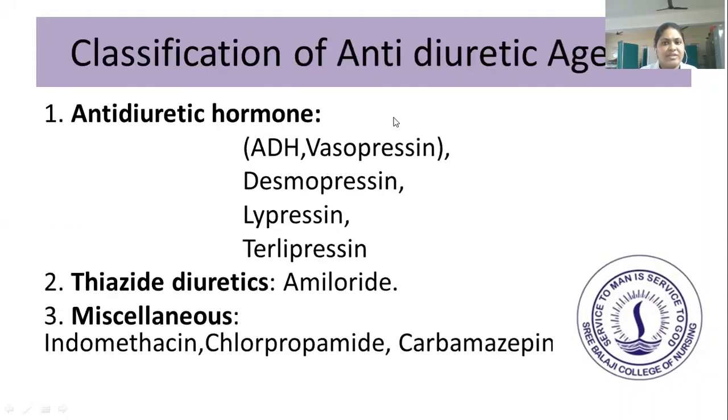What is the classification of antidiuretic hormones? We have antidiuretic agents classified as vasopressin, desmopressin, lypressin, terlipressin, and the other diuretics are thiazide diuretics, amiloride, and miscellaneous are indomethacin, chlorpropamide, carbamazepine. These are the classification of antidiuretic agents.